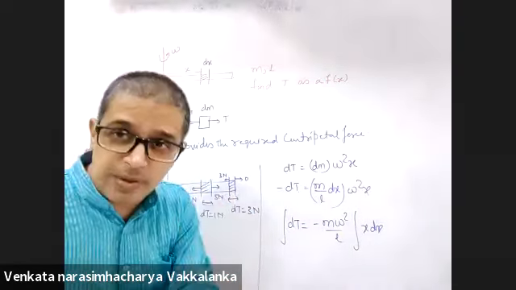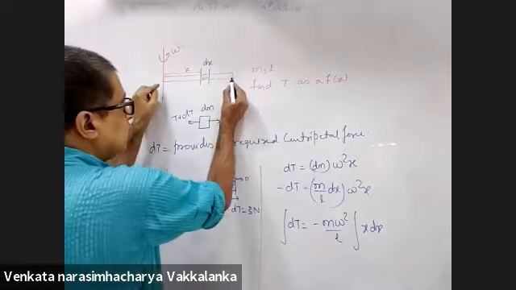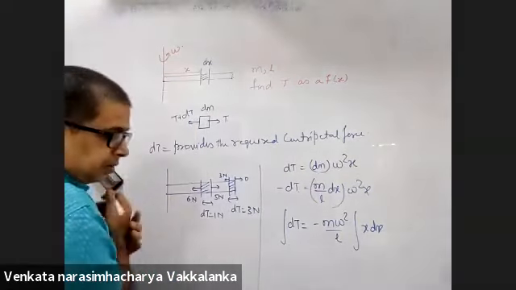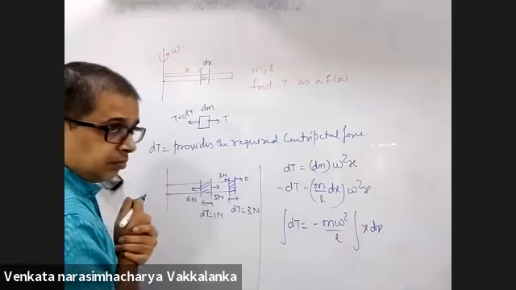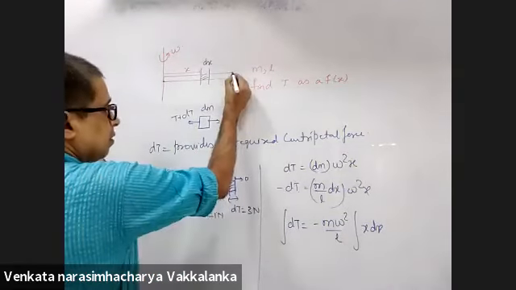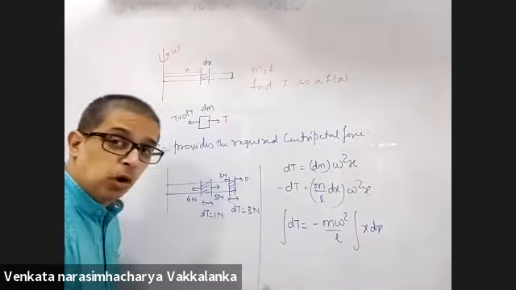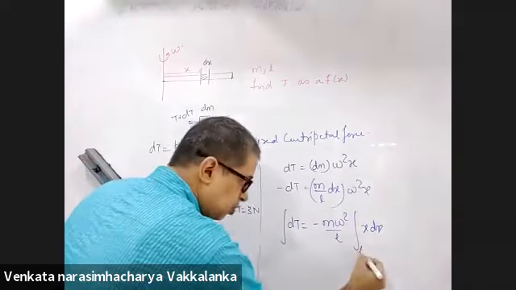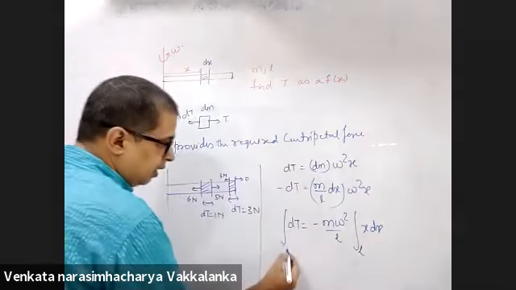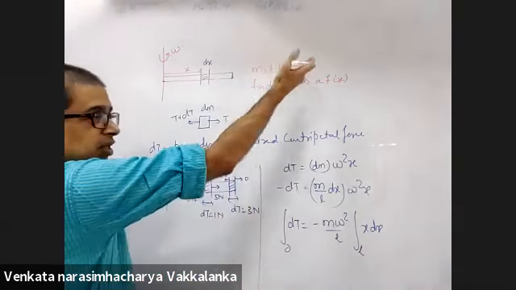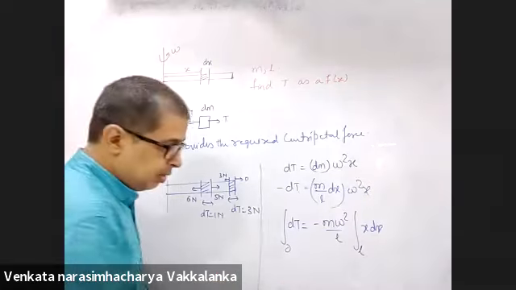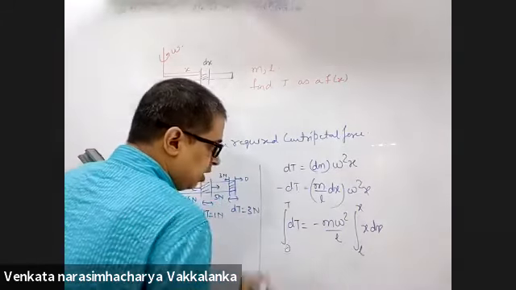Now select your limits. You have a choice. You want to take tension here or here? You can do both. You will get the same answer. Suppose I take x equal to L. Tension there is 0 because there is nothing else to be pulled. At x, find out tension.